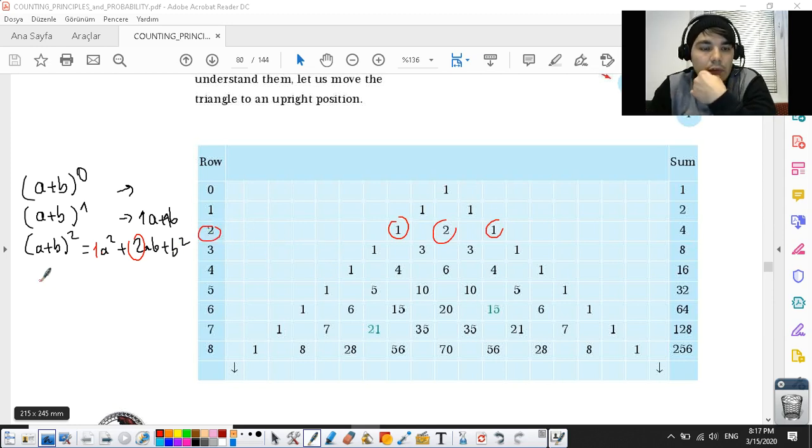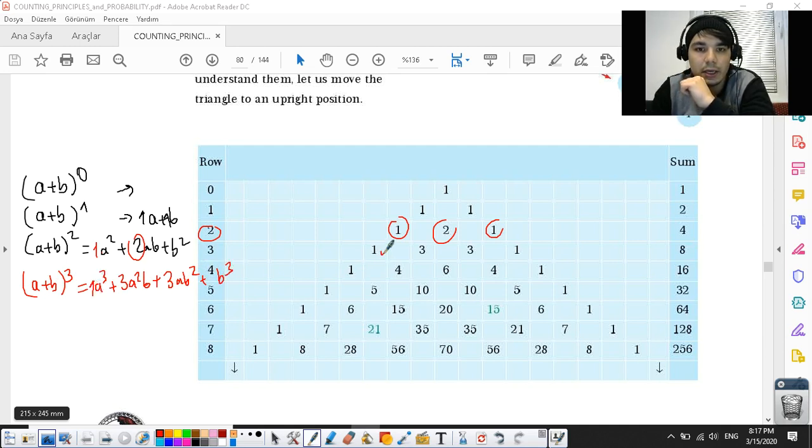Okay. If we find the power of a plus b cubed, it's going to be a cubed plus 3a squared b plus 3ab squared plus b cubed. Please focus on the coefficients. So it's going to be 1. Okay, after that comes 3. Okay, got this, and the 3 and the 1, right?